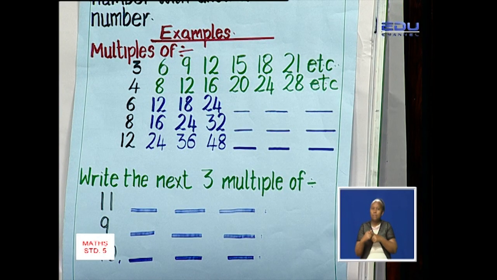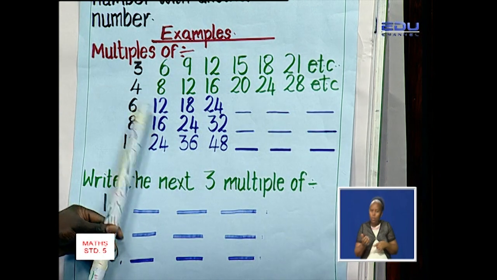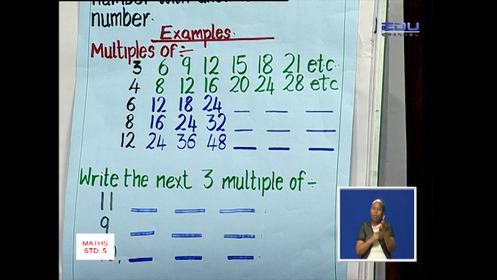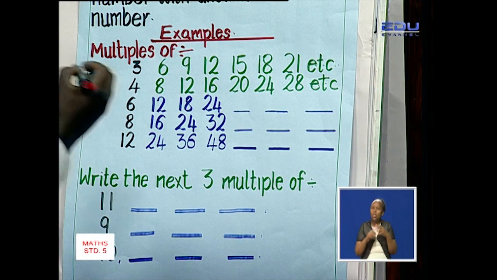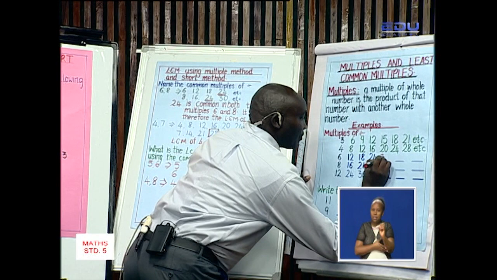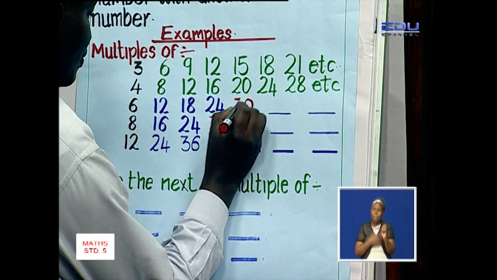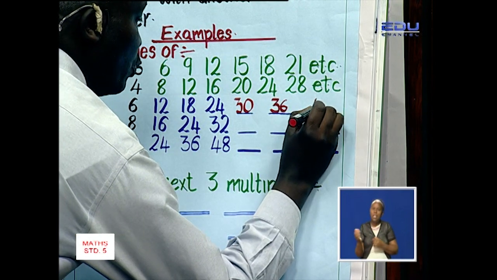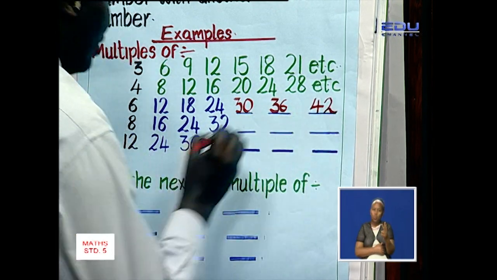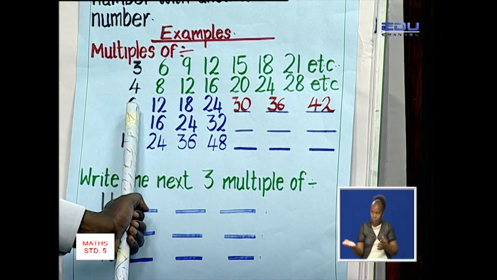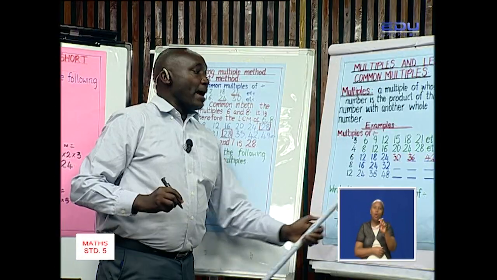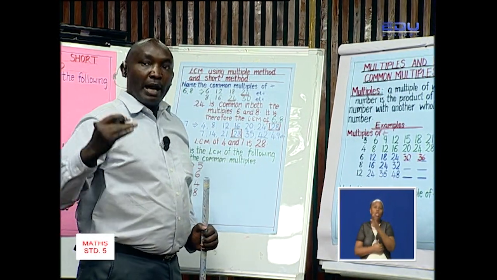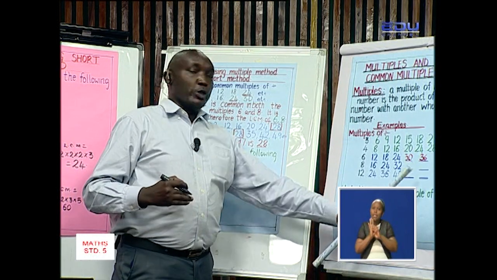The multiples of 6 include 12, 18, 24, and I want us to proceed and see. We have 30, we have 36, and 42. These are the multiples of 6. There may be others above 42, but for our example, we are going to stop there.